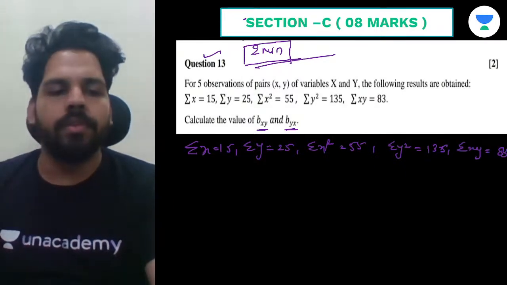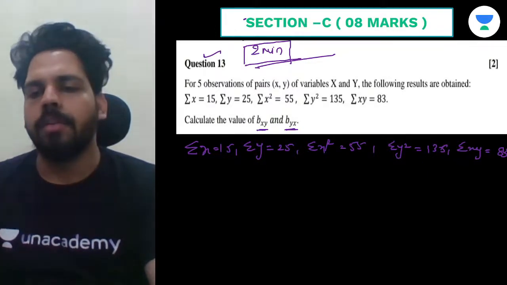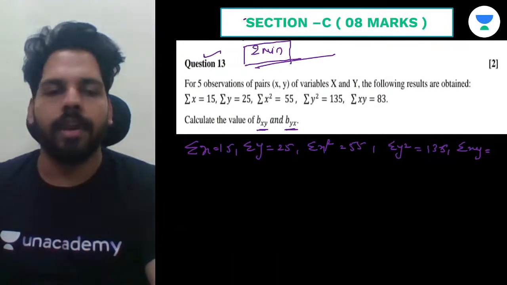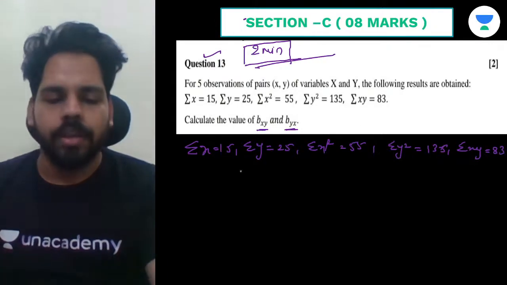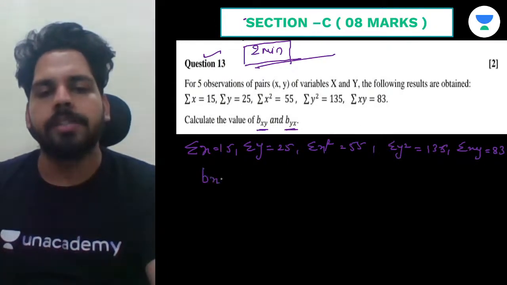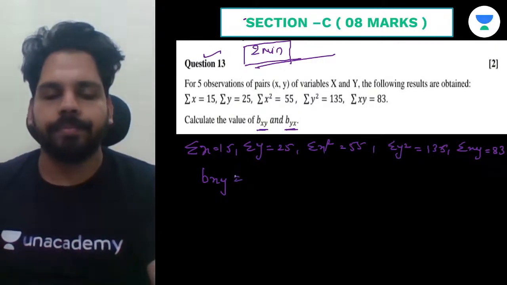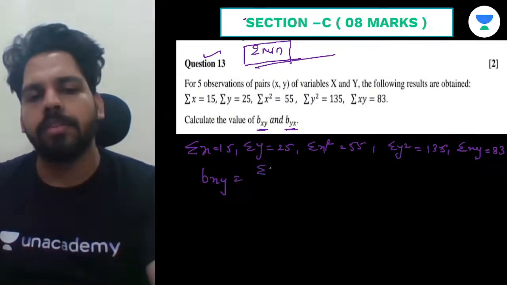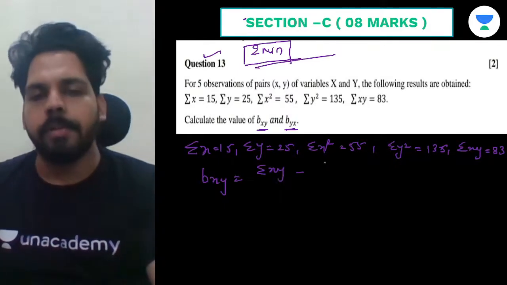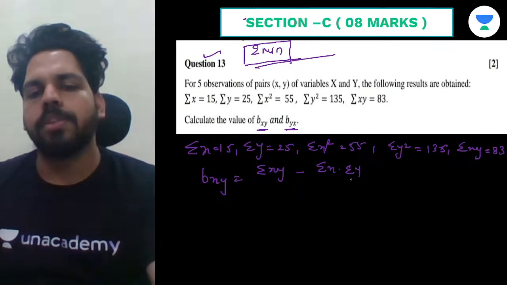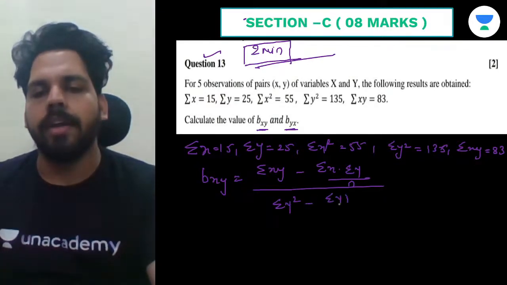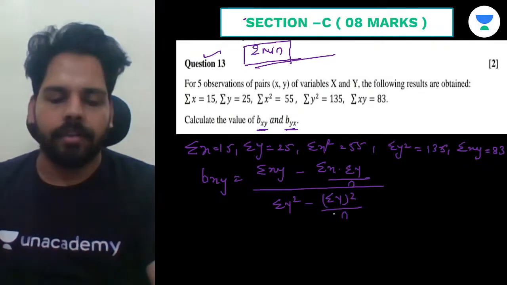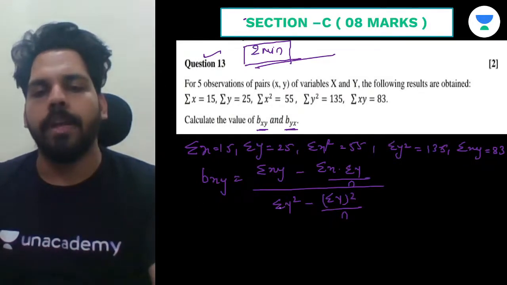So every information is given to you. I think you can directly apply the formula. But if you are not knowing the formula, in this case I am going to help you. Here we can apply the formula of b of x on y, that is equal to summation of xy minus summation of x into summation of y divided by n, this whole divided by summation of y square minus summation of y whole square divided by n.